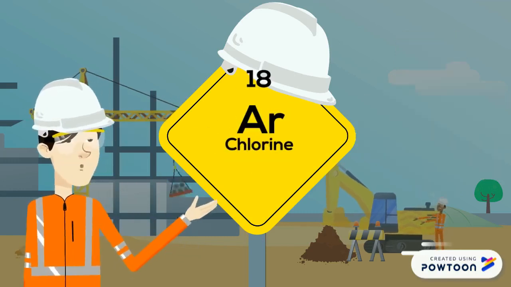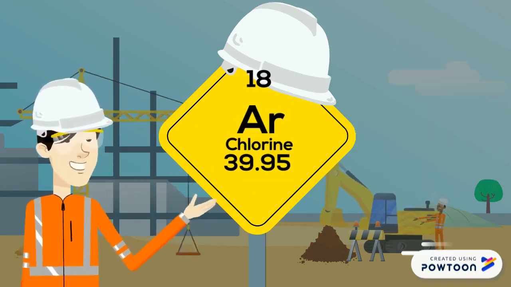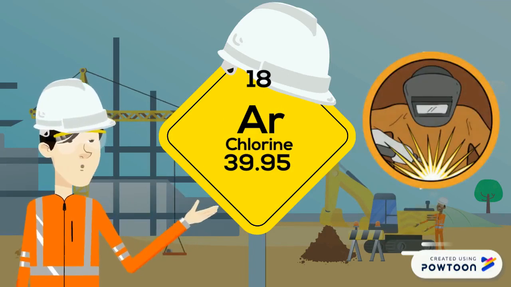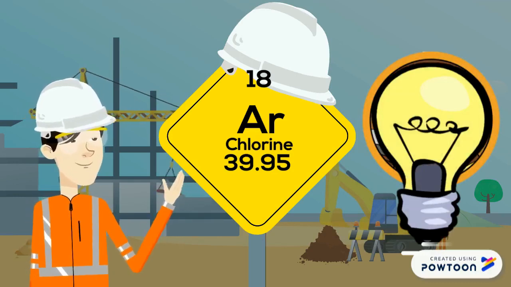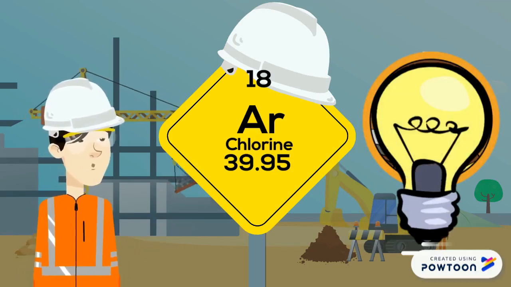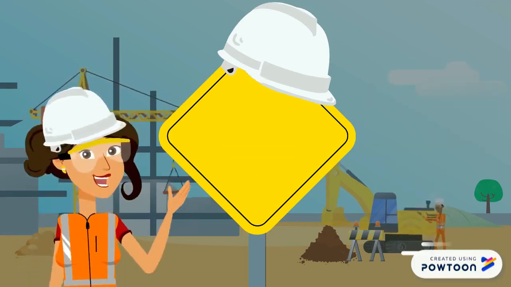Argon, with a symbol of Ar and a mass of 39.95 grams per mole, is used when an inert atmosphere is needed. It is used by welders to protect the weld area. It is also used in fluorescent tubes and low-energy light bulbs.